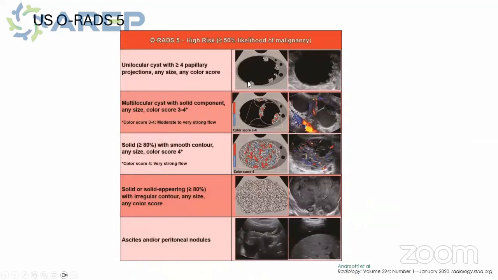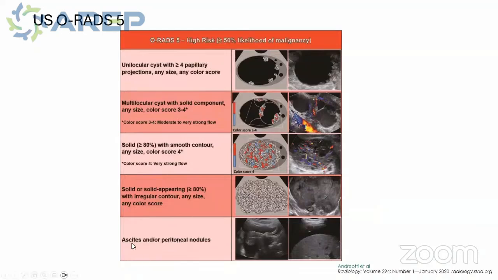So for a unilocular cyst here, the number of papillary projections is numerous, which means more than or equal to 4. The size or color score does not matter. For a multilocular cyst, it has a solid component with a color score of 3 to 4, which is moderate to very strong flow. A solid lesion with a smooth contour, but with a color score of 4, or an irregular solid lesion. The color score or size does not matter when there's an irregular solid lesion. And additional findings like presence of ascites and peritoneal nodules.